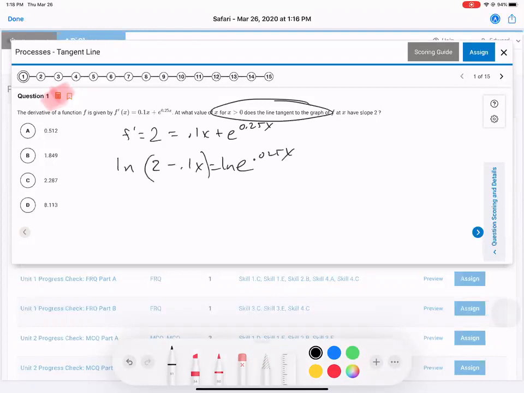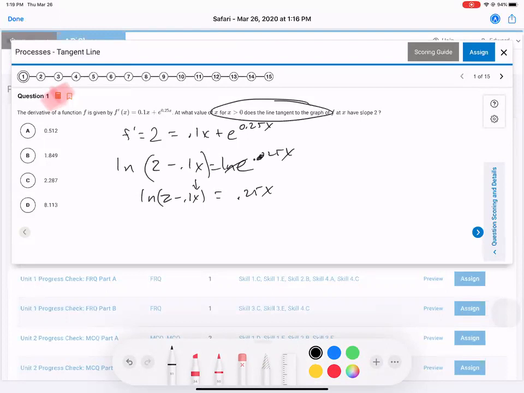If I natural log both sides, sure, this goes away. It's 0.25x. It's equal to the natural log of 2 minus 0.1x. Now, we're still stuck because we can't get x by itself.